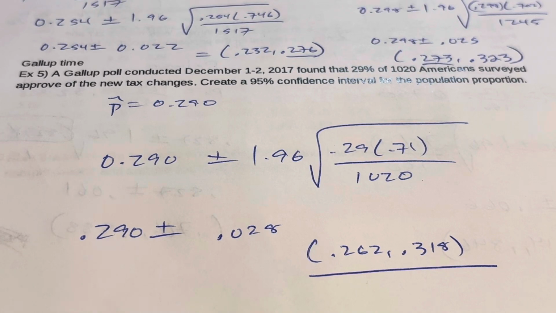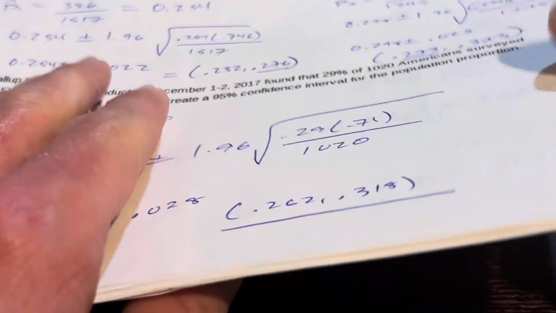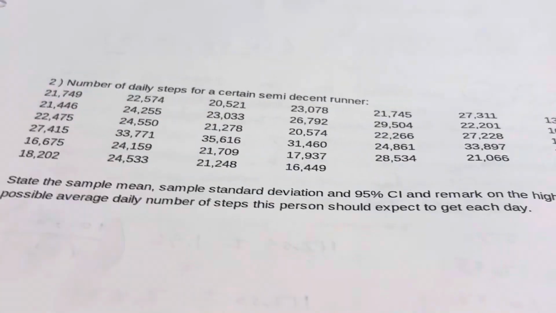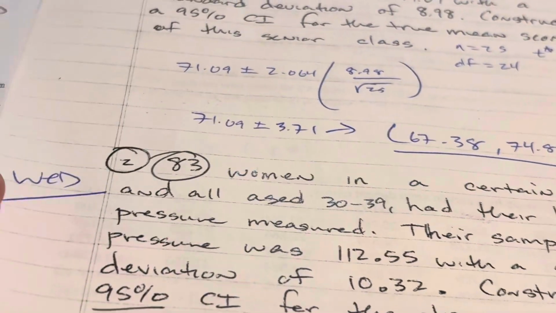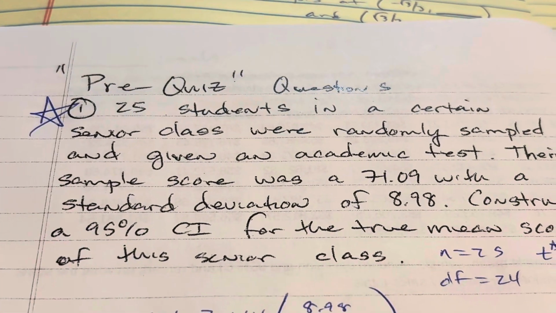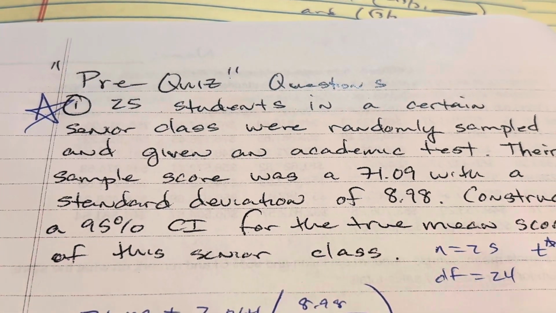So, those first 5, and then we got a few here at the end. All right. And when I mean end, I mean we go to the very back few pages that I hand wrote. It says pre-quiz questions.